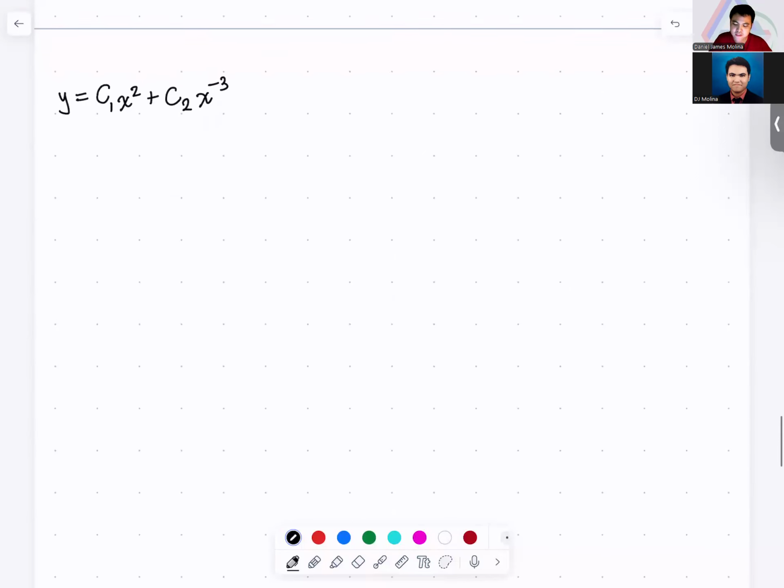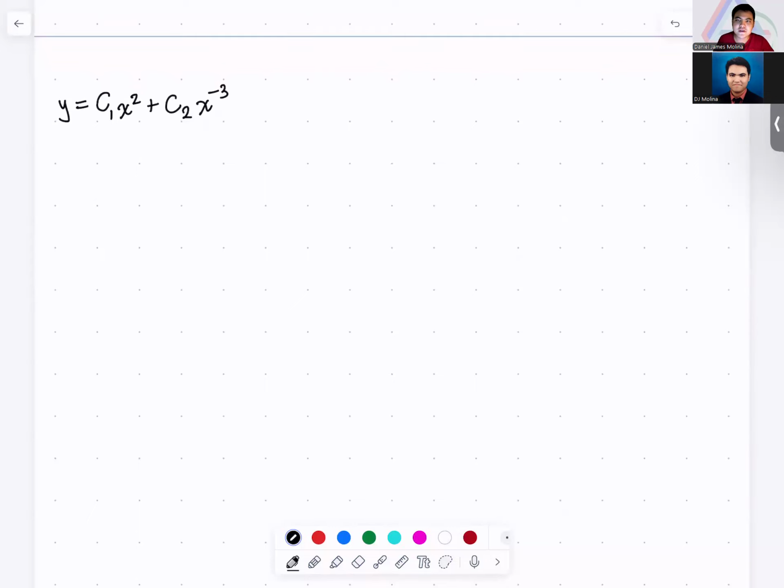Okay, let's take a look at this example. Now, going forward, with these last two examples that we'll be dealing with, let's try to use the second method that I have discussed, wherein we will forcefully eliminate every arbitrary constant. So let's have this general solution. This time, it is not exponential.